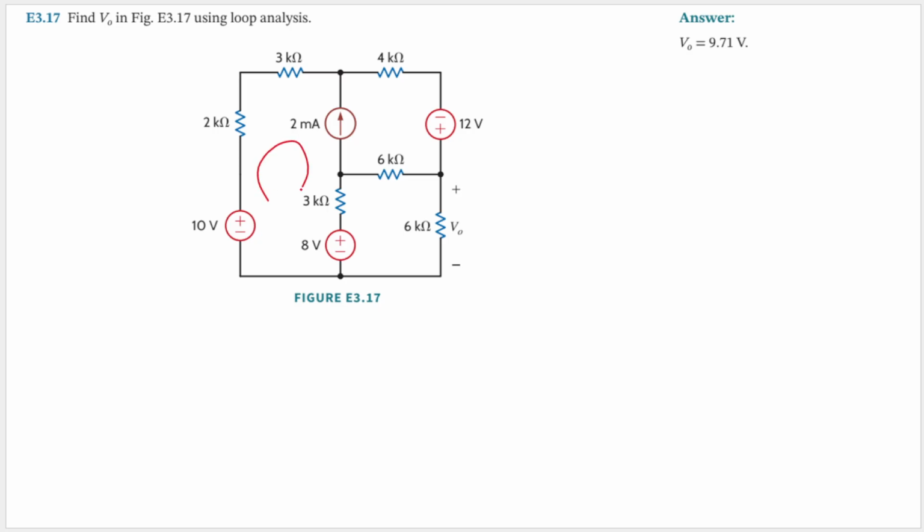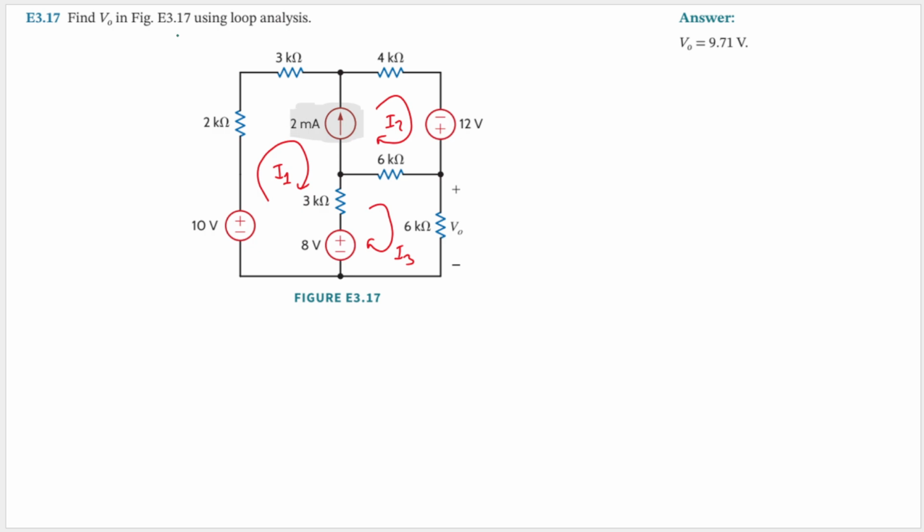Maybe let's name this loop here as loop I1, and then let's name this loop here as I2, and this loop here as I3. Good. But we have a problem here, which is that we have a current source between two loops. Why? Because in a loop, KVL says the sum of the voltages is 0, but we cannot calculate the voltage across the current source directly. So we need to do some workaround.